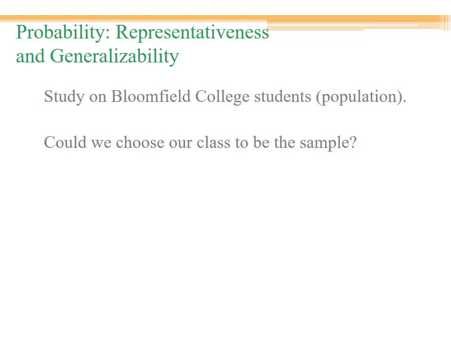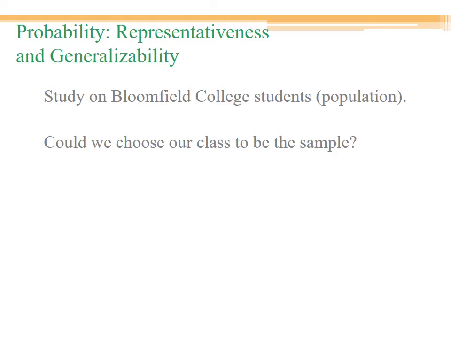Our class, first of all, is too small, but there's also likely to be bias in the types of students who choose online courses, such as students who are more likely to be working full-time. So it's not representative of Bloomfield College students. So we would not be able to make generalizations about Bloomfield College students using just our class. We would need to find a representative sample of students.